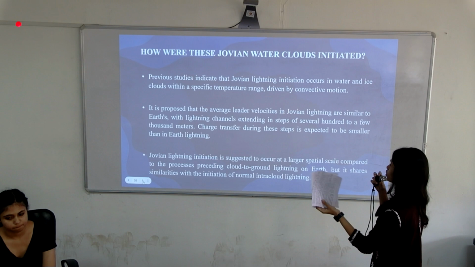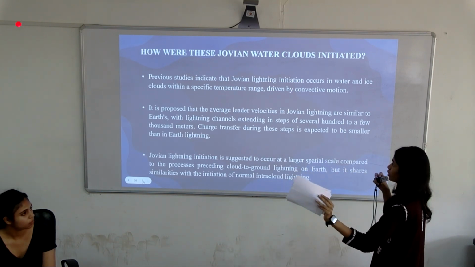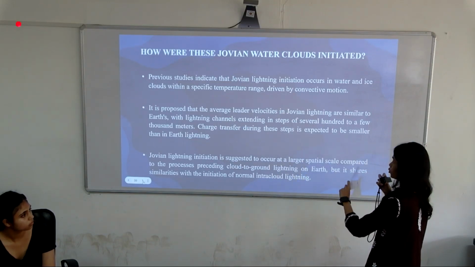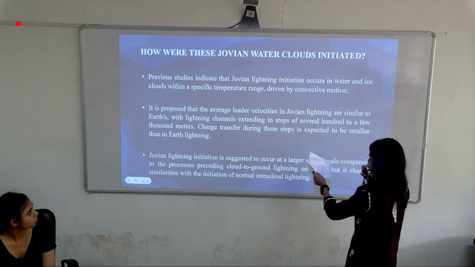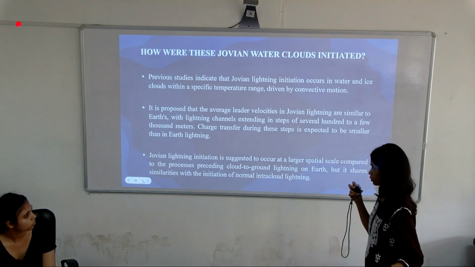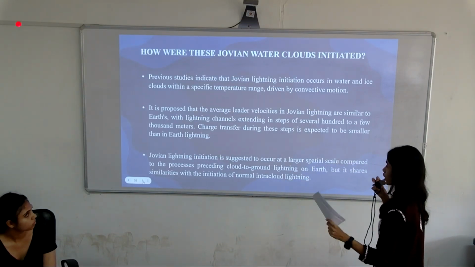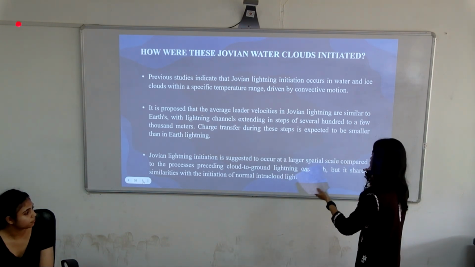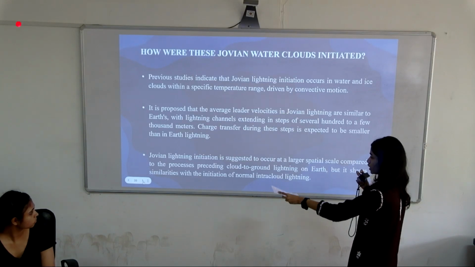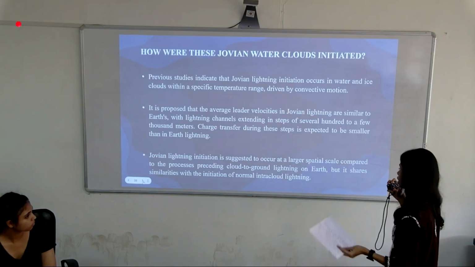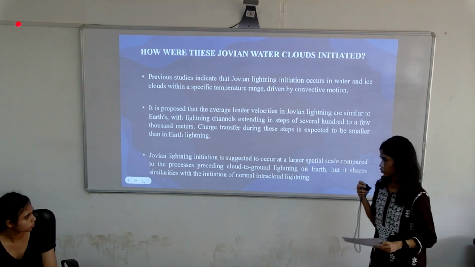How were these Jovian water clouds initiated? The previous studies found that Jovian lightning initiation occurs in the water and ice clouds within a specific temperature range driven by the convective mode. It is proposed that the average leader velocity in Jovian lightning is similar to Earth's lightning, as I've stated before, with the lightning channels extending in steps of several hundreds to thousands of meters. And the charge transfer that takes place during these steps is expected to be smaller than that of the lightning on the Earth. The most important point, Jovian lightning initiation is suggested to occur at a larger spatial scale compared to the processes preceding cloud-to-ground lightning on the Earth, but it again shares similarities with the initiation.